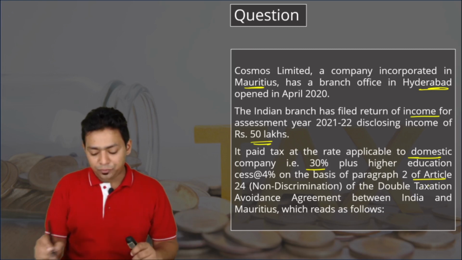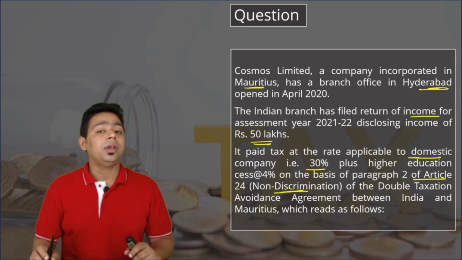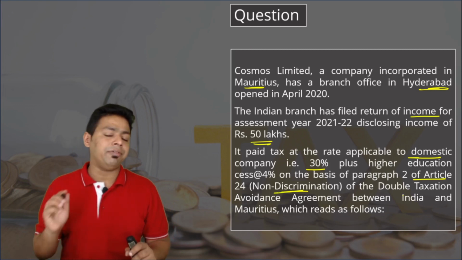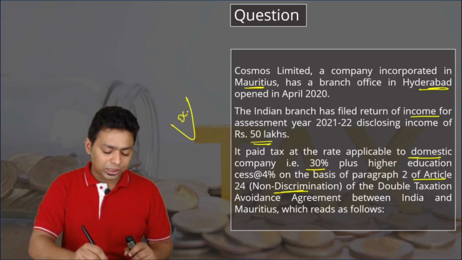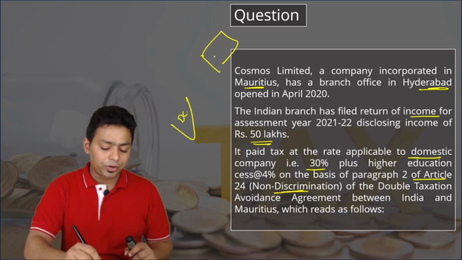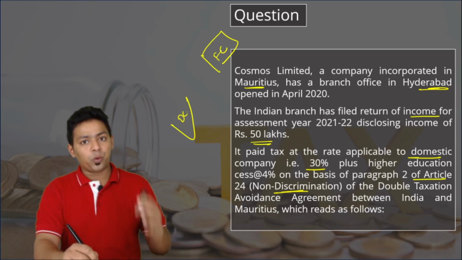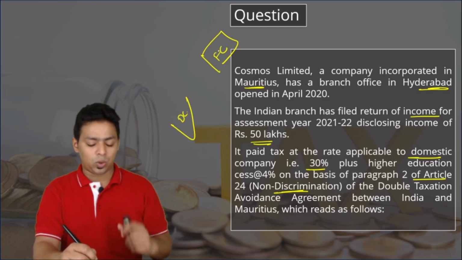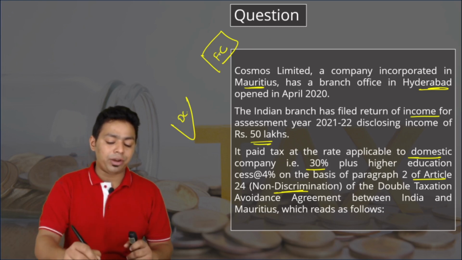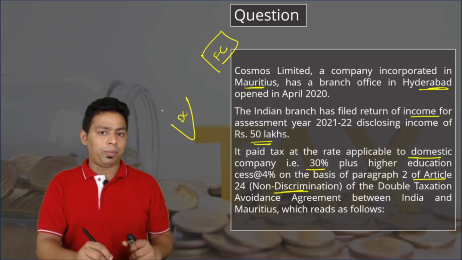as per paragraph 2 of article 24, that is the non-discrimination clause. Do you remember the non-discrimination clause? What was the non-discrimination clause that we have in DTAA? Whatever benefit that we are having to a domestic company, the similar benefit should be available to the foreign company, meaning thereby any provision that you are having in income tax law which is less favorable to the foreign company as compared to a domestic company, that provision will not be applicable.